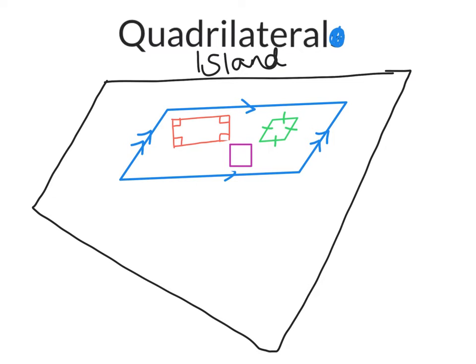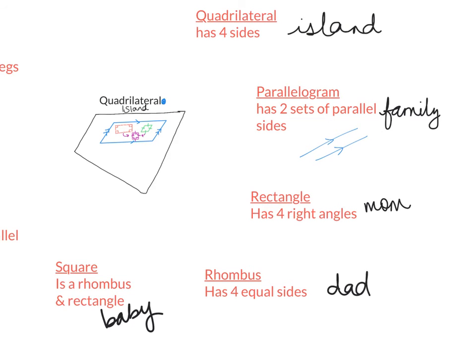And just so that you can note here, squares are both of these things. So I'm just going to show that these things come together. They have four right angles, and they also have four congruent sides. All right, so here's your recap.